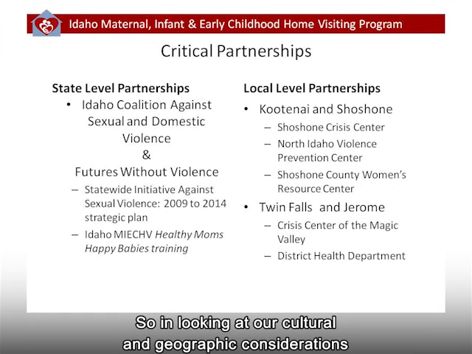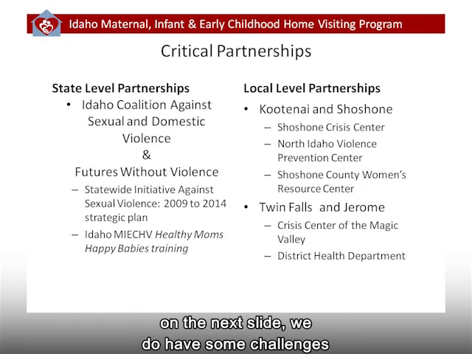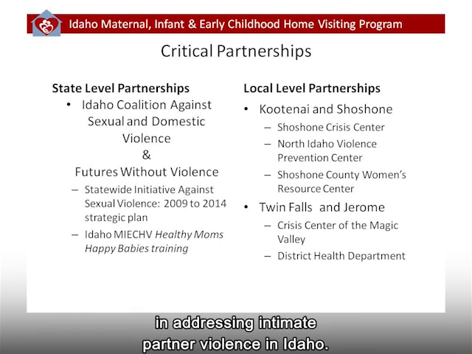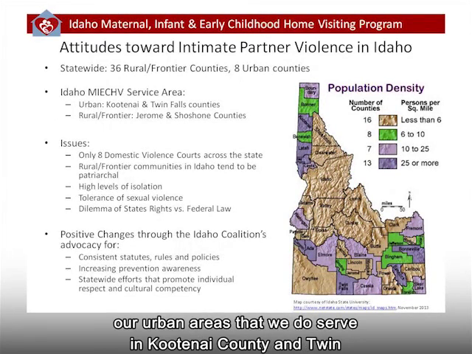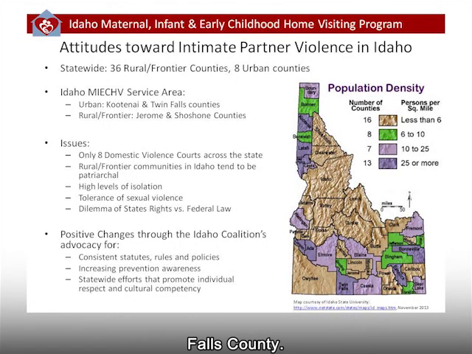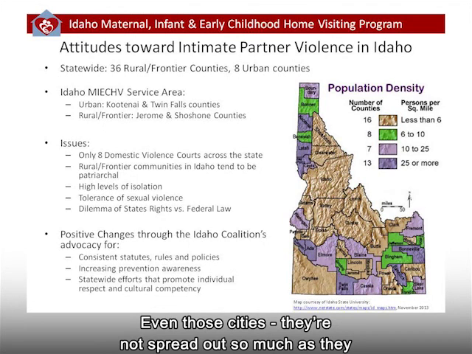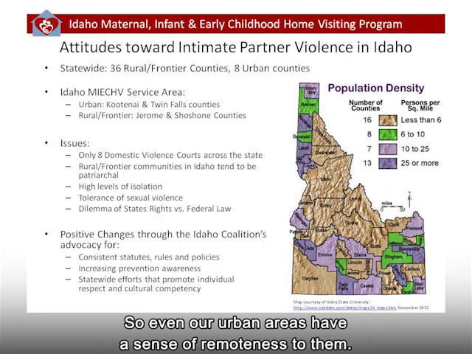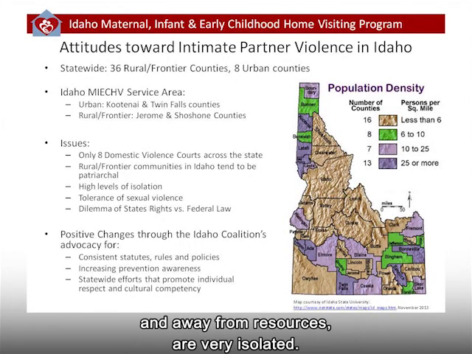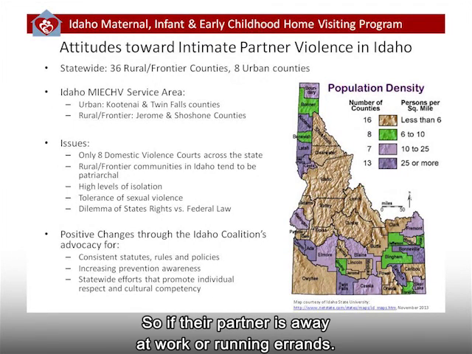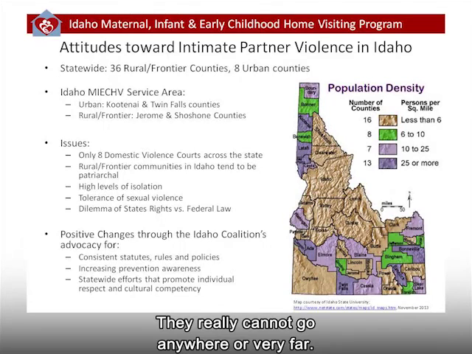So in looking at our cultural and geographic considerations on the next slide, we do have some challenges in addressing intimate partner violence in Idaho. We have a lot of families that live in isolation, and even our urban areas that we do serve in Kootenai County and Twin Falls County, even those cities, they're not spread out so much. They feel much more contained. So even our urban areas have a sense of remoteness to them. A lot of families who live outside of those urban areas and away from resources are very isolated. Some of them are one-car families. So if their partner is away at work or running errands, they really cannot go anywhere or very far.